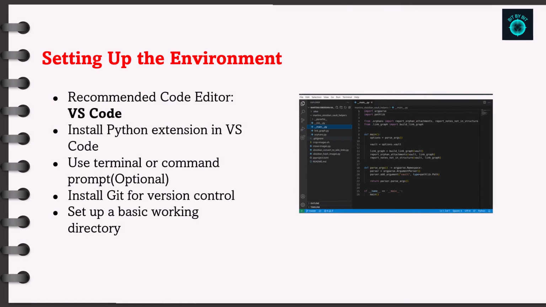Setting up the environment. Next, let's set up the environment for writing and running Python code. I recommend using Visual Studio Code, or VS Code. It's lightweight, free, and has great support for Python. After installing VS Code, install the Python extension from the Extensions panel. You'll also need to use the terminal, either from VS Code or separately, to run Python scripts.